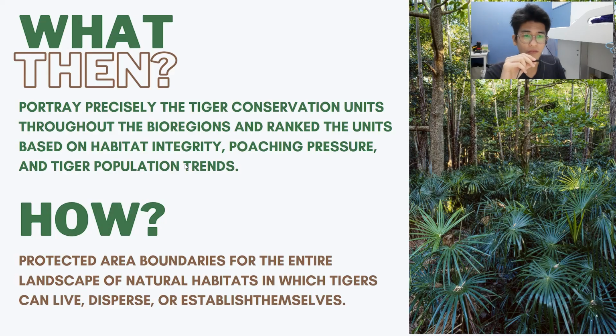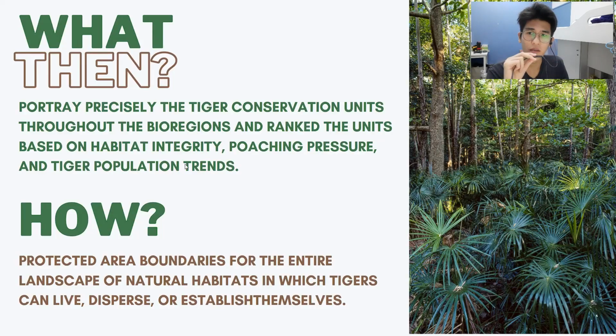And then, after we find the habitat, what then? The researchers pinpoint accurately the tiger conservation units, which are block habitats. Block habitats in ecology means that it is the habitat of the animal that will not undergo any construction or building. So basically, it is just a preserved forest, with no human activity and so on.